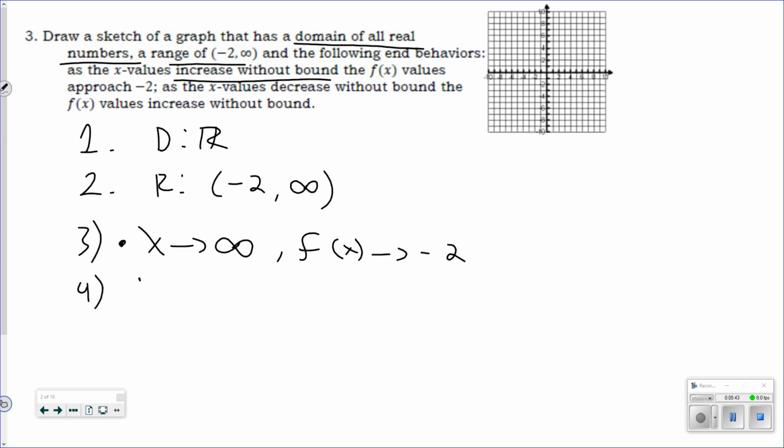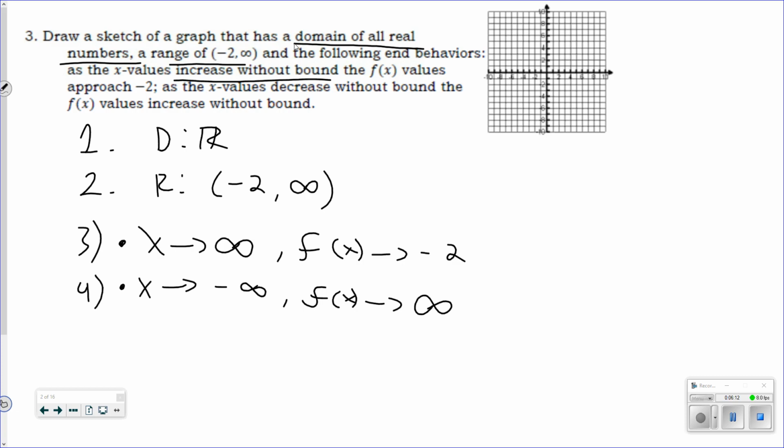And then 4, my second end behavior, as x goes to -infinity, f of x goes to +infinity. So that's what I want. These are the 4 things that I want. I want my domain to be all real numbers. My range, I only want it from -2 to infinity. And for 3 and 4, as x goes to infinity, y goes to -2. As x goes to -infinity, y goes to infinity.